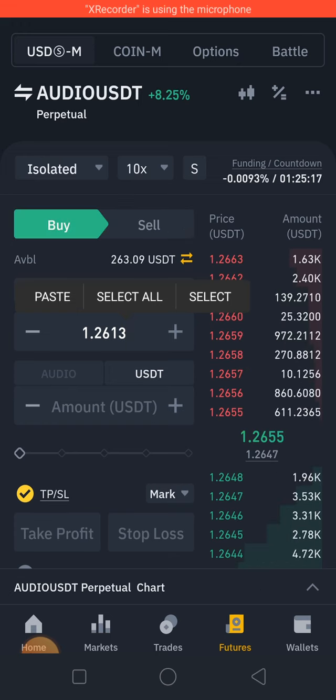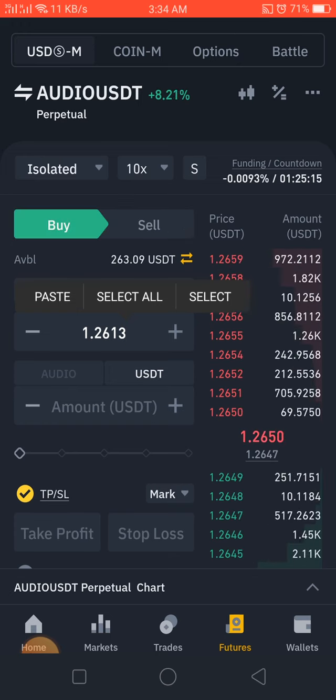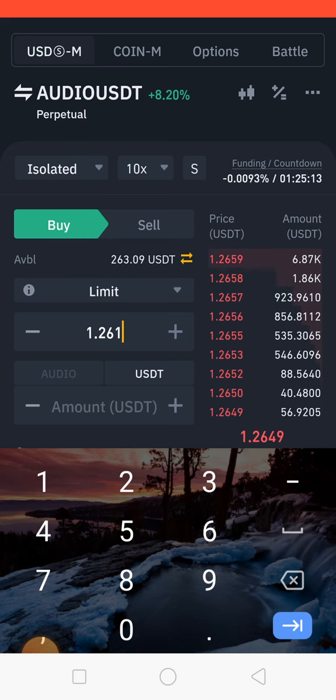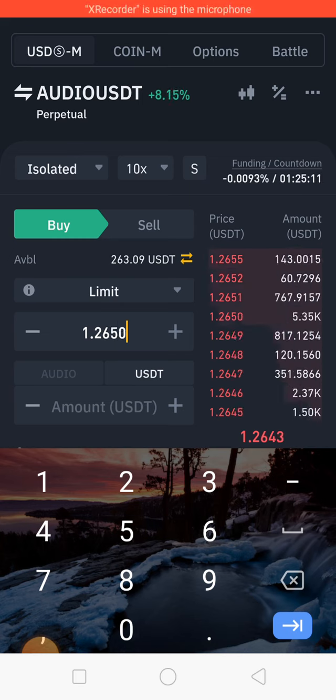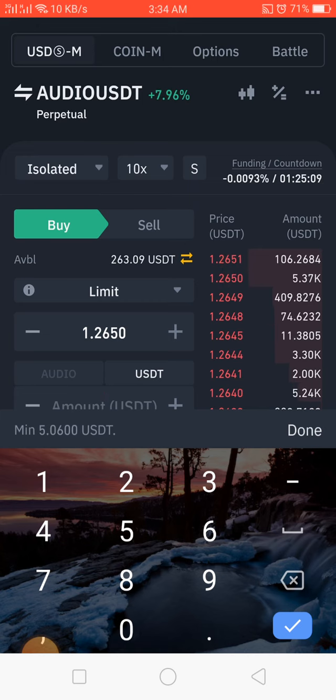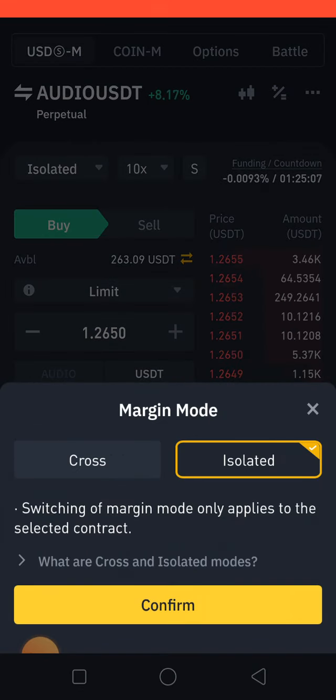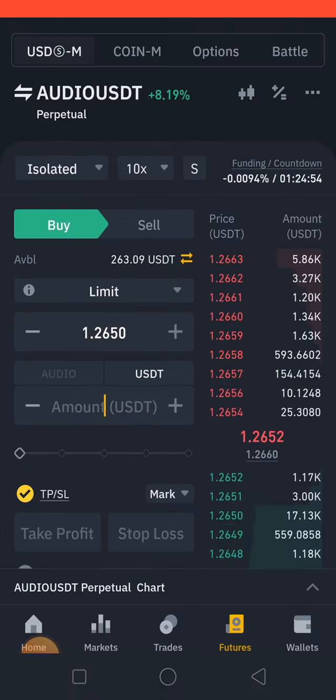So let's suppose we are choosing audio at 1.2650. Then we have to choose between two modes, cross and isolated. We use isolated mode. If you use cross margin, then all of our wallet balance will be involved in the trade. We will use isolated.